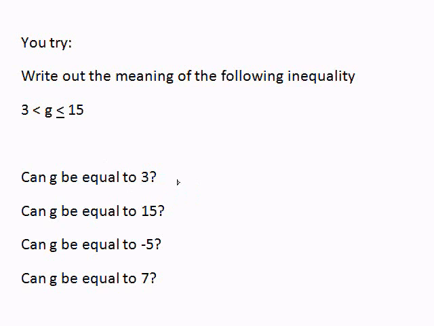Can g be equal to 3? No, because 3 does not have the little underline underneath that symbol. Can g be equal to 15? Yes, because you'll notice that before the 15, you have the little underline. Can g be equal to -5? Well, -5 is not between 3 and 15, so that is a big no. Can g be equal to 7? Since 7 is between 3 and 15, the answer to that question is yes.